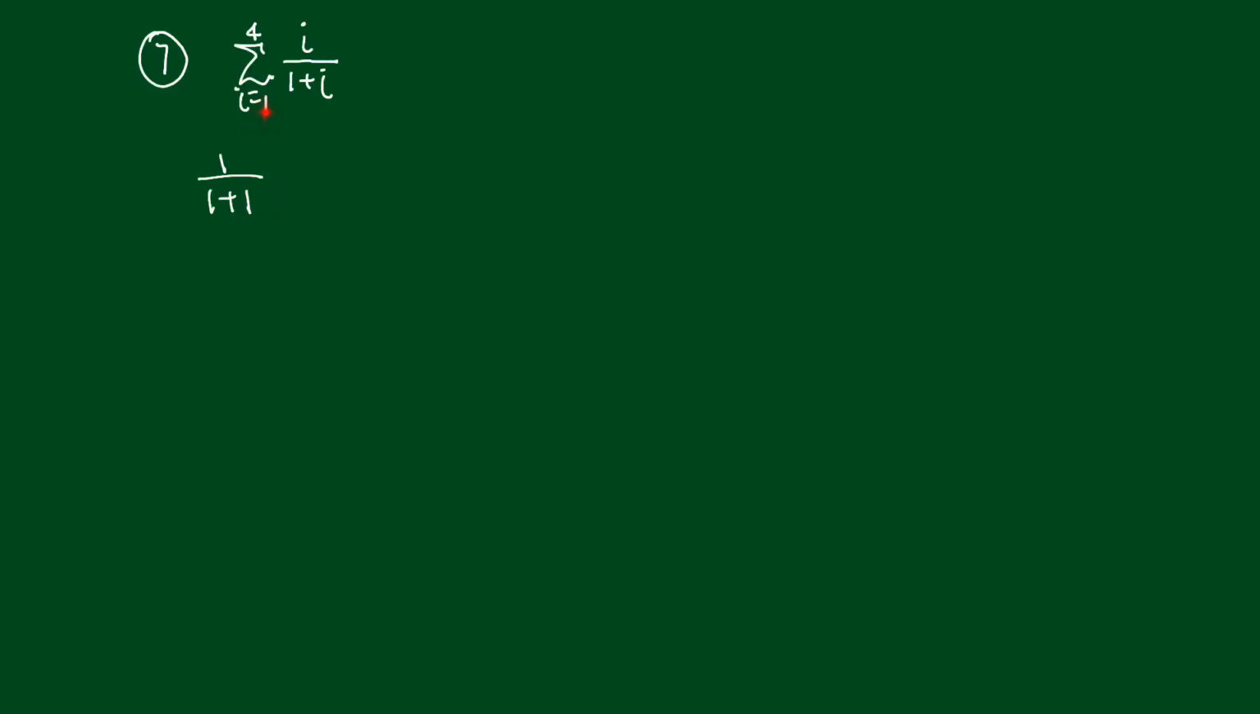Now, I'm done with the 1, so increment it by 1 to 2. Go to 2, replace all the i's in the general term with a 2. So we'll get 2 over 1 plus 2, plus, now go to 3, 3 over 1 plus 3. Go to 4, 4 over 1 plus 4.